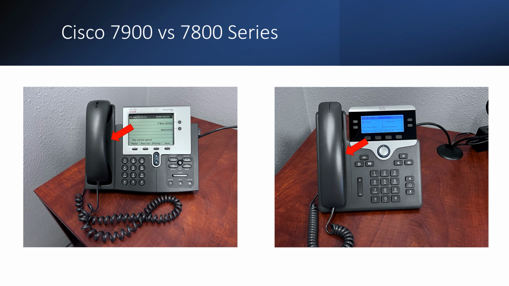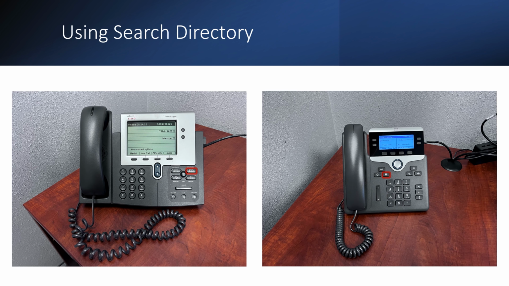Now that you know what the phones look like and where the physical buttons are located, let's move on to dialing. To dial an extension, just pick up the handset or press the speakerphone icon to get a dial tone and dial your party's 4-digit extension. If you do not know your party's extension, press the directories icon. This icon looks like an open book.